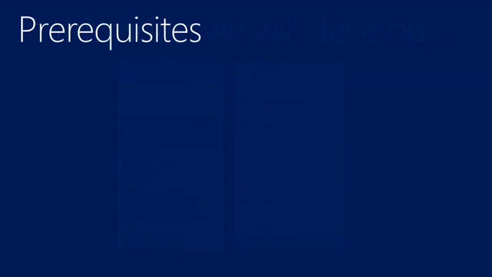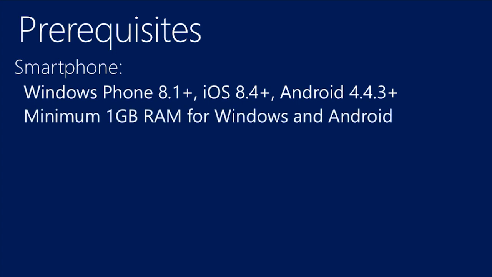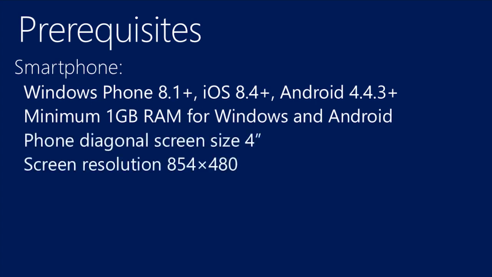The prerequisite for this video is to have a smartphone with Windows 8.1, iOS 8.4 or Android 4.4.3 operating system or some newer version. For Windows Phone and Android, devices must have a minimum of 1 GB of RAM. The diagonal screen has to be greater than 4 inches and the screen resolution must be higher than 854 by 480.